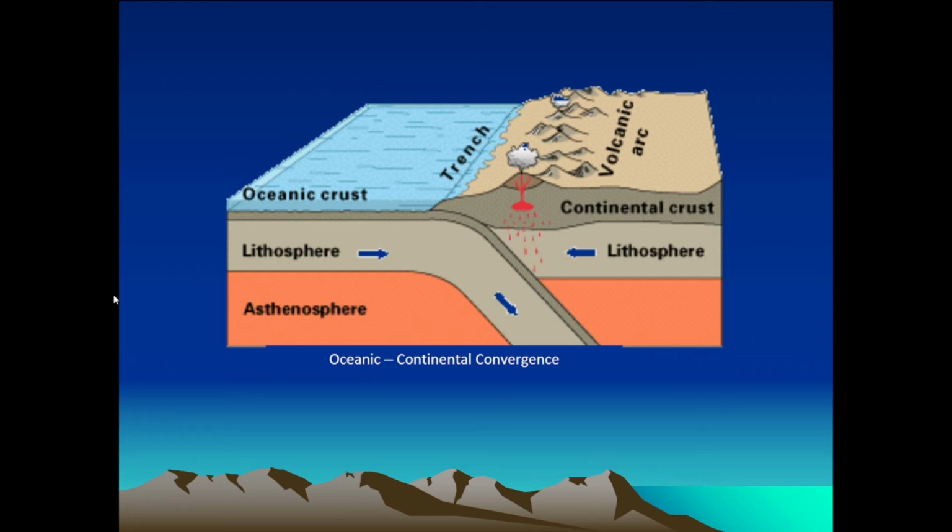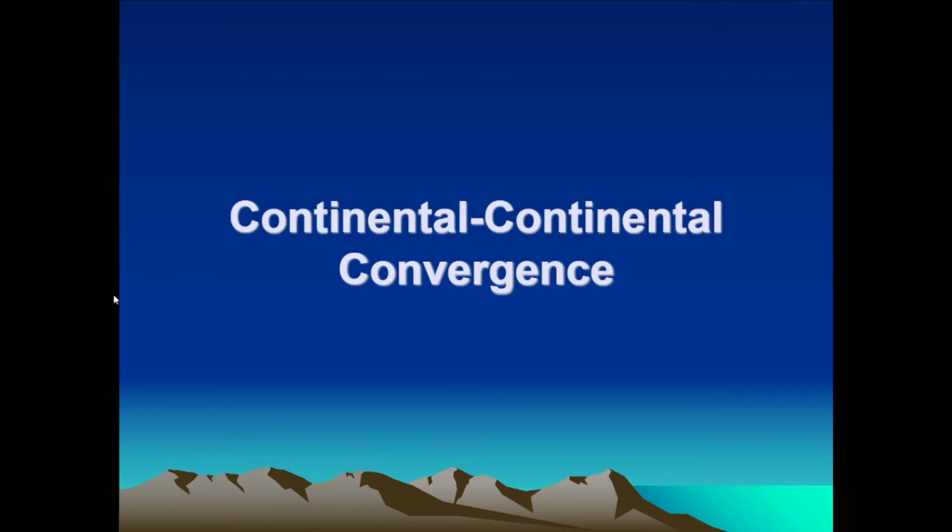The oldest oceanic plates are also the coldest, as they have moved away from the heat sources such as divergent boundaries and a hot spot. This makes them denser and more likely to subduct. The third type of convergence is the continental-continental convergence.